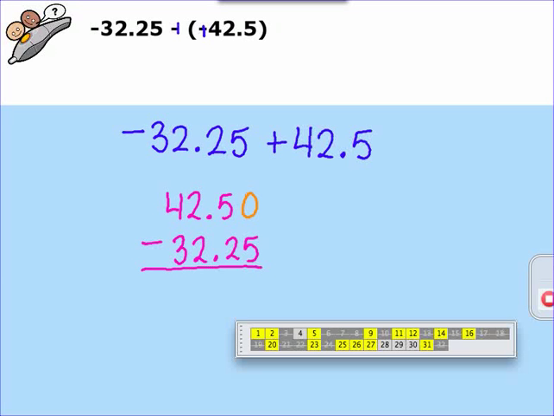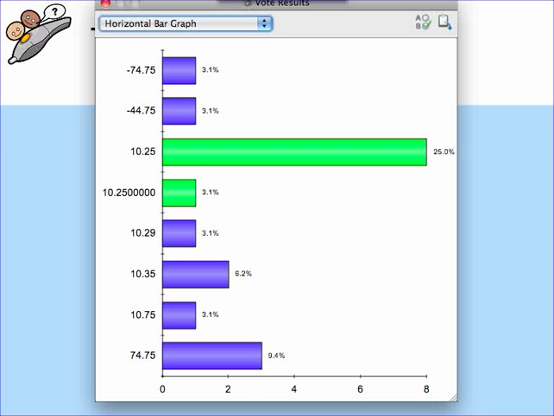So for those that are still kind of struggling, I did put up in pink probably what you should have done here. Okay, you're subtracting those two. Now the nice thing is if you think about this in terms of money, you probably could do this a little bit faster. When you think of if you have 42.50 and you subtract 32.25, you get 10.25. Okay, so there you go. So the answer is 10.25.